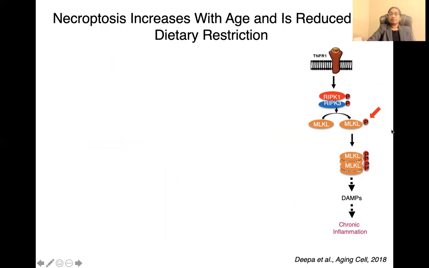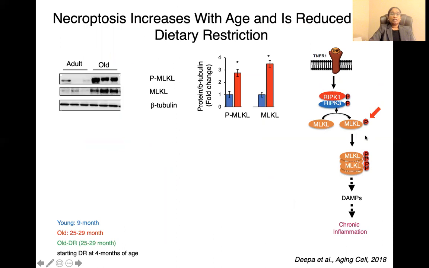So in our study, we used phospho-MLKL as a marker of necroptosis because this is a key step that leads to its oligomerization and membrane permeabilization, and it is one of the widely used biomarkers by other investigators. So this is the Western blot showing expression of phospho-MLKL and MLKL from the adult, that is 9-month-old, and old mice, that is the 25-month-old mice, white adipose tissue. As we can see here, there is a significant increase in the levels of phospho-MLKL and MLKL in the white adipose tissue of old mice.